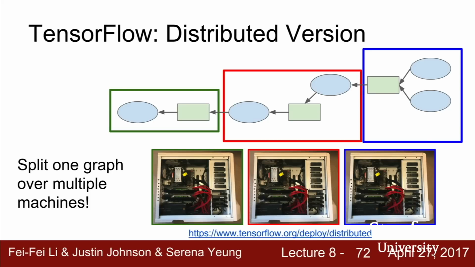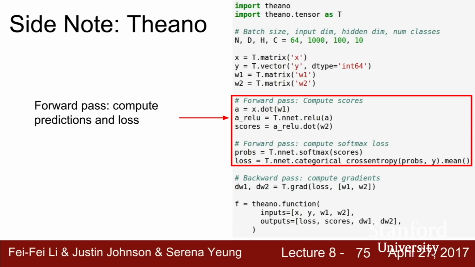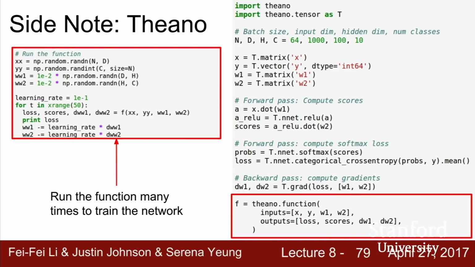A side note is that a lot of the design of TensorFlow is kind of spiritually inspired by this earlier framework called Theano from Montreal. I don't want to go through the details here. If you go through these slides on your own, you can see that the code for Theano ends up looking very similar to TensorFlow, where we define some variables, we do some forward pass, we compute some gradients, and we compile some function. Then we run the function over and over to train the network. So it kind of looks a lot like TensorFlow.